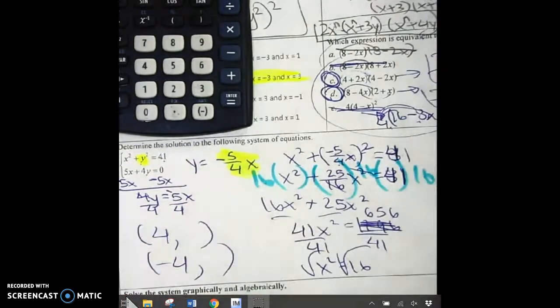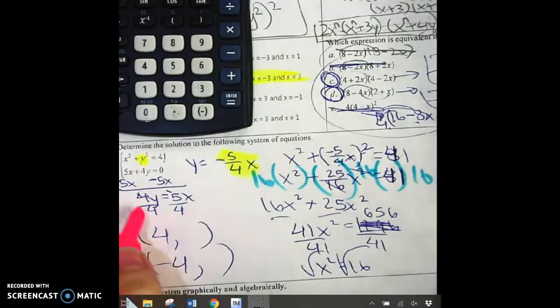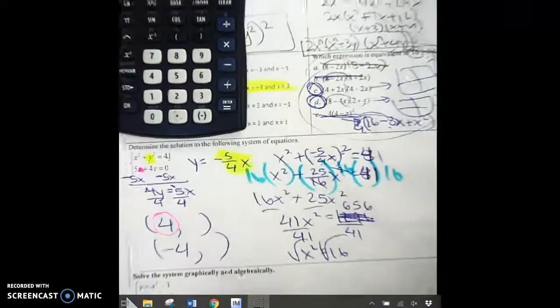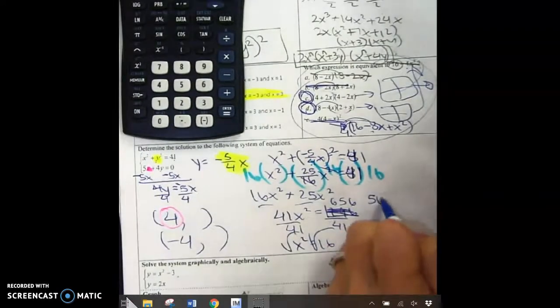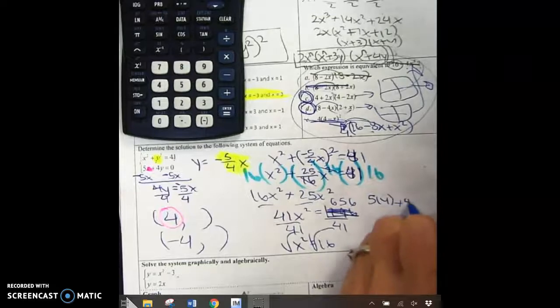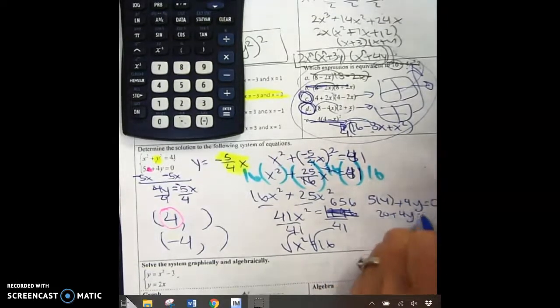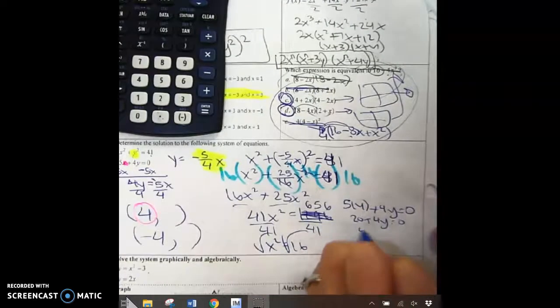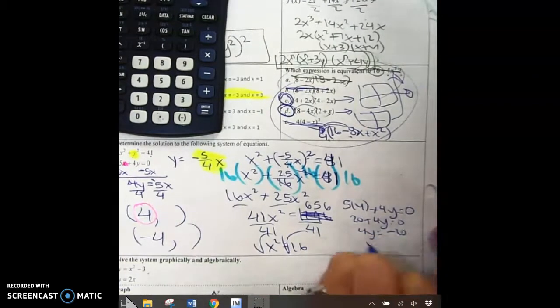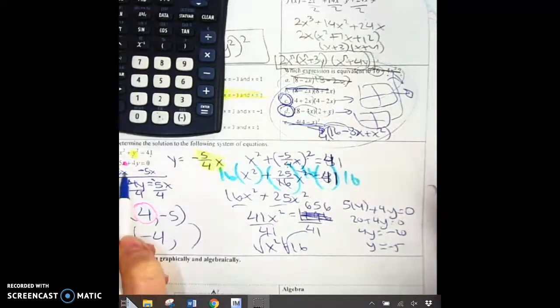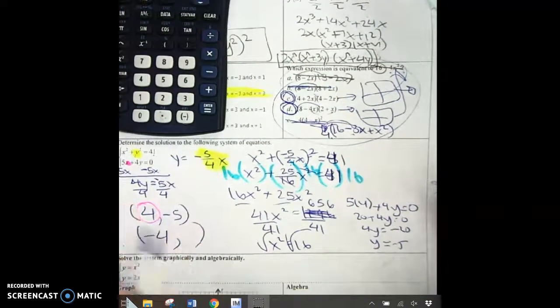Now I'm going to take those values and plug them in. I don't care which one. You guys probably want to plug it into this one. So that means I'm going to go, let me zoom out a little bit. 5 times 4 plus 4y equals 0. 20 plus 4y equals 0. Subtract 20. Divide by negative 4.